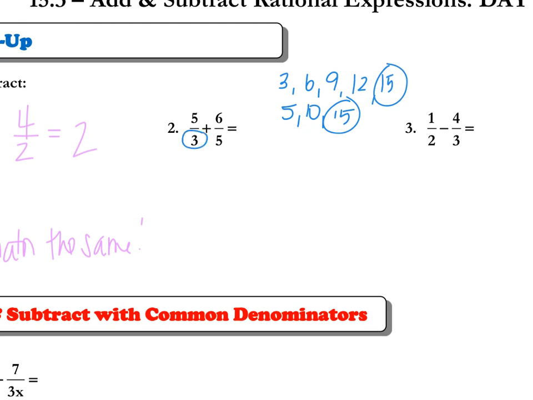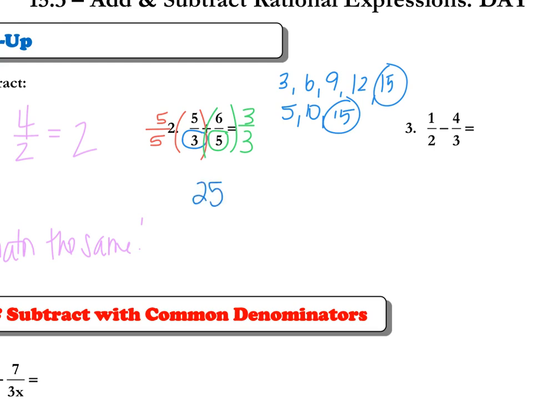So if we focus on this first denominator, basically how do we get 3 to look like 15? Or another way to think about it is take 15 divided by 3, which is going to be 5. So we're going to multiply this by 5 over 5. Remember that whatever you multiply the numerator by, you also have to multiply the denominator by. And then how do we get 5 to look like 15? That means we're going to multiply by 3 over 3.